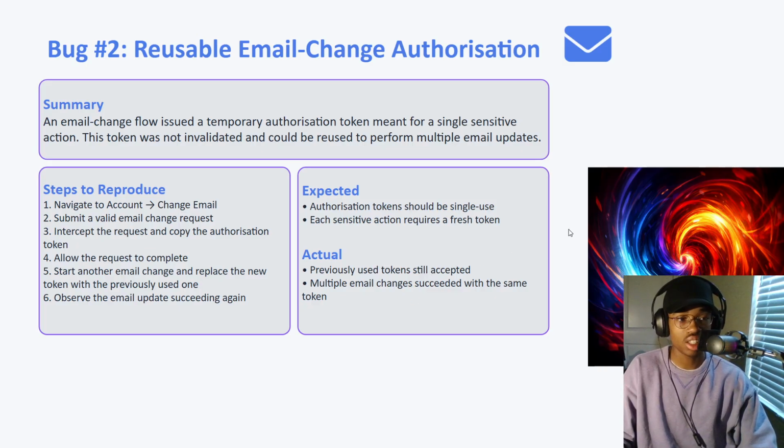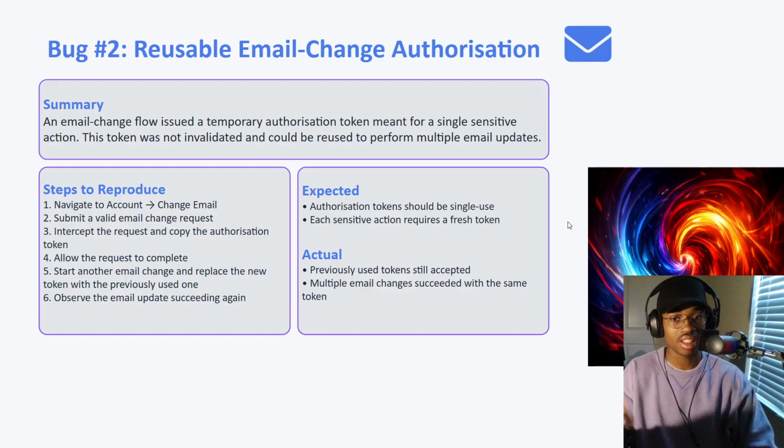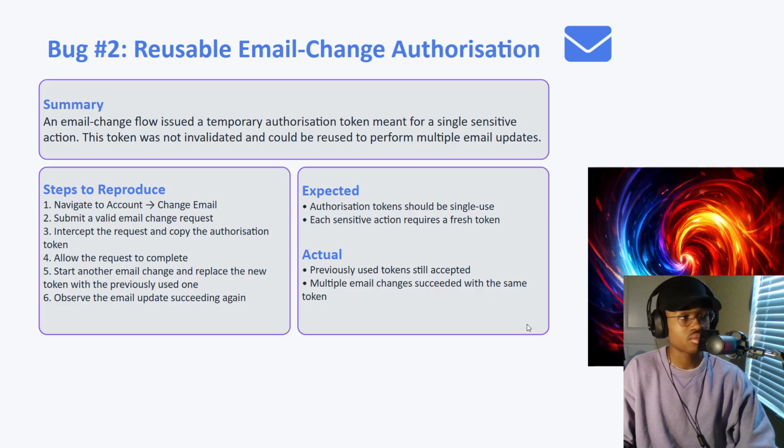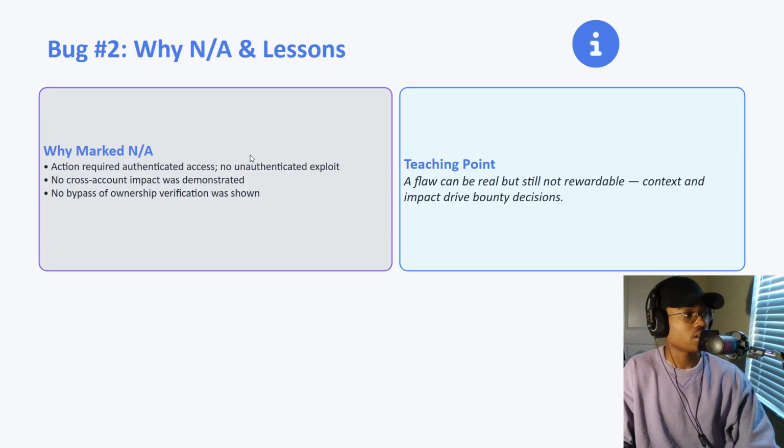So once again, I basically found the same thing. So I was like, bet, submit it again, double the pay. I got double the non-applicables. But lessons, these are always important. The action required authenticated access, with no authenticated exploit. No cross-account impact was demonstrated. No bypass of ownership verification was shown.